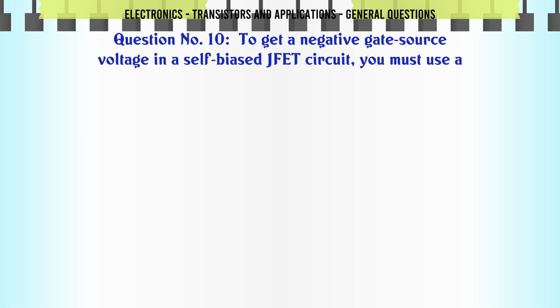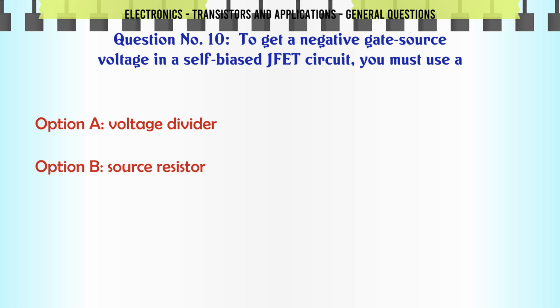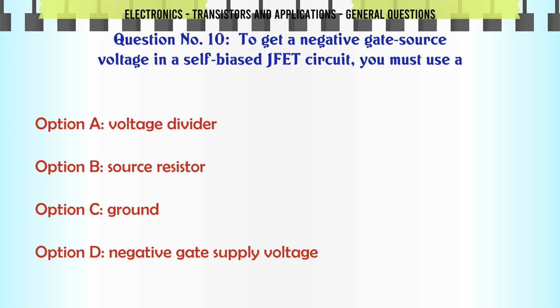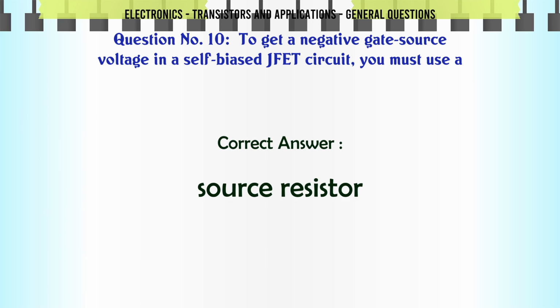To get a negative gate source voltage in a self-biased JFET circuit, you must use: A. voltage divider. B. source resistor. C. ground. D. negative gate supply voltage. The correct answer is source resistor.